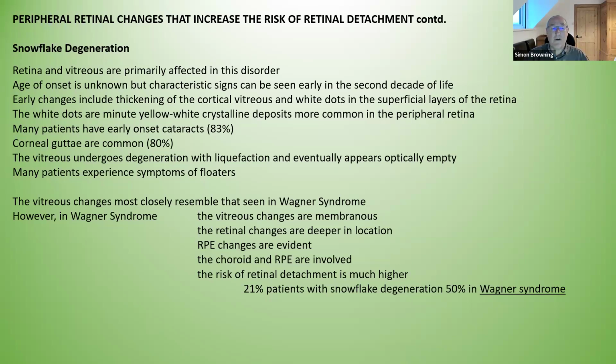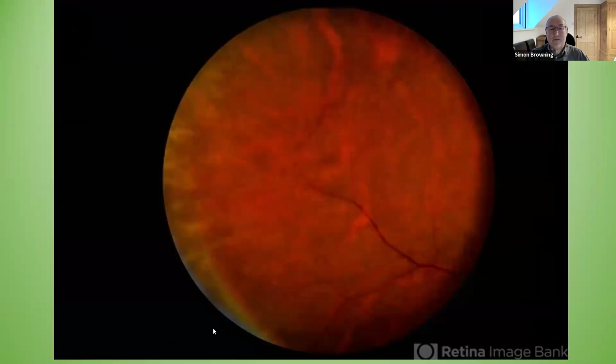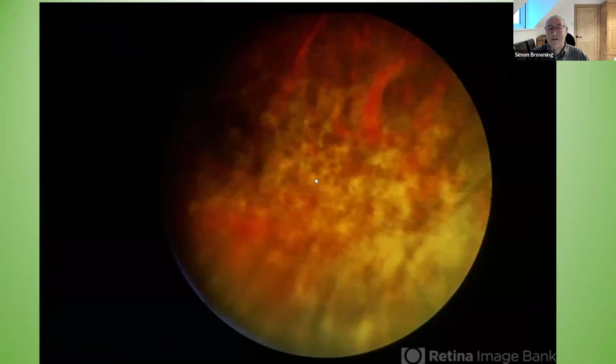Many patients will have early onset cataracts to go with them, and they'll have corneal changes as well. So again, look for those, and look for the genetic associations there as well. You will probably find other members of the family have reported the same thing as well. And if you've got patients with snowflake, then obviously look at their descendants as well, because there's a good chance that you'll see that in them. And many of these patients will experience symptoms of floaters. And these are not brilliant images, I'm afraid, but these are the sort of images that you will see with snowflake degeneration.